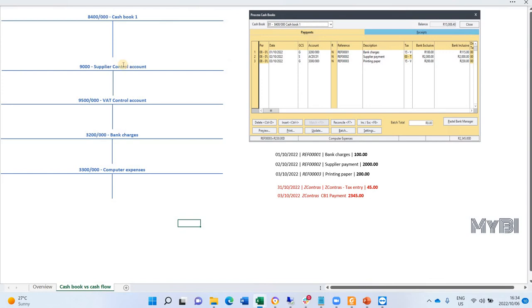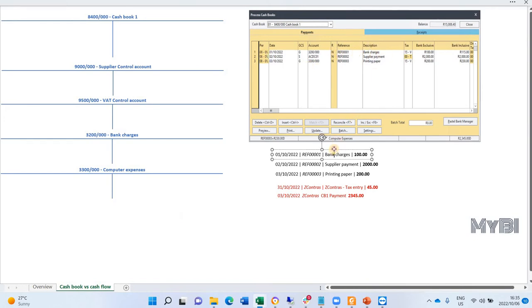Then we've got our supplier control account, which is 9,000 usually in a Pastel environment. Then you've got your VAT control account, 9,500, 3,200, which is the bank charges, and then there's the computer expense. So let's first have a look at this first entry. What happens to this ref 00001 bank charges?